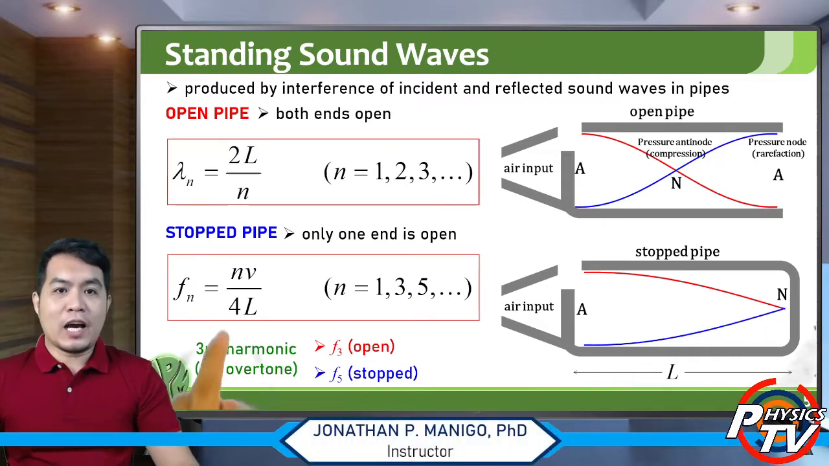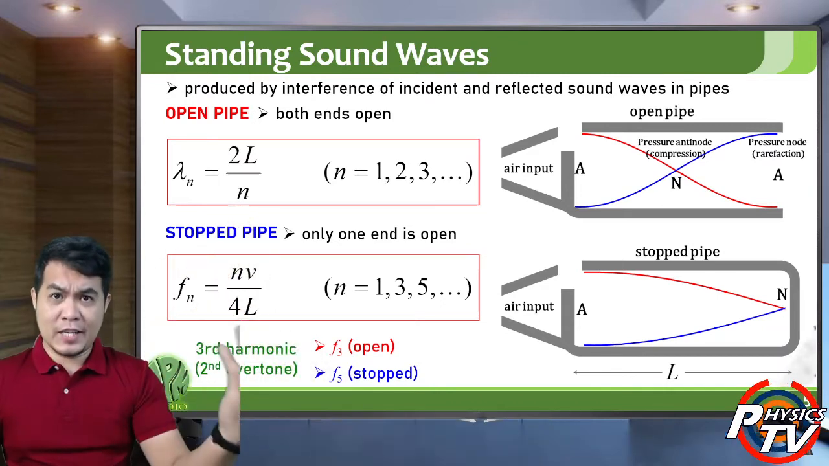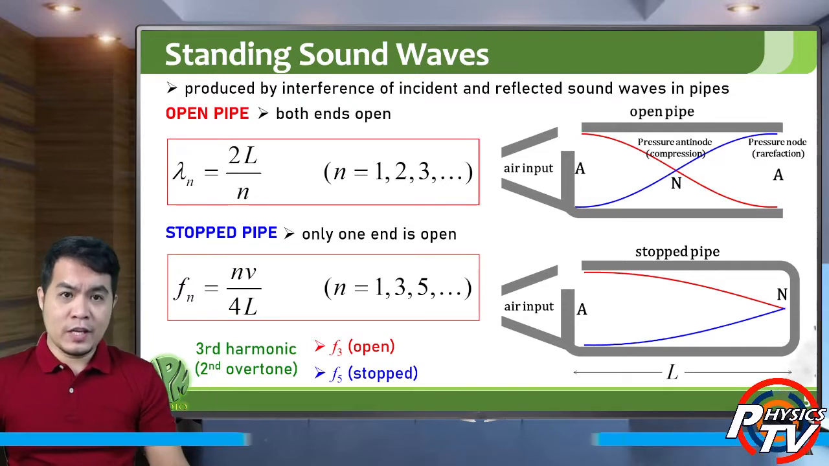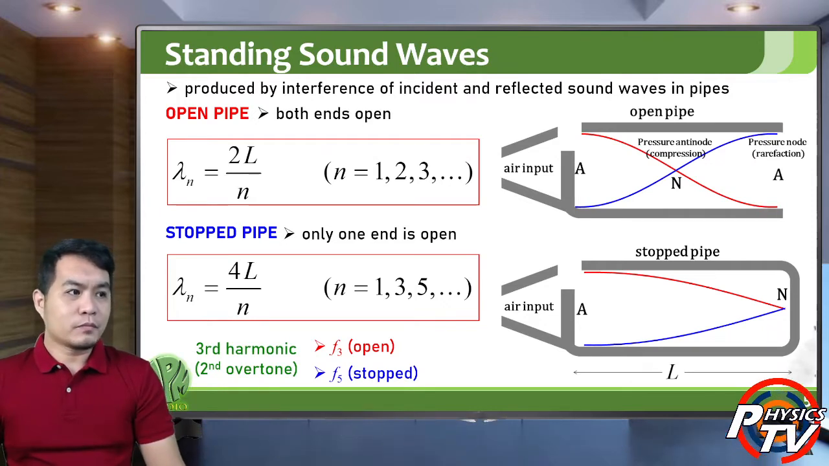And these are the allowed wavelengths: 2L over n, exactly the same as the standing waves on a string fixed at both ends. And for a stopped pipe, the wavelengths are 4L over n.